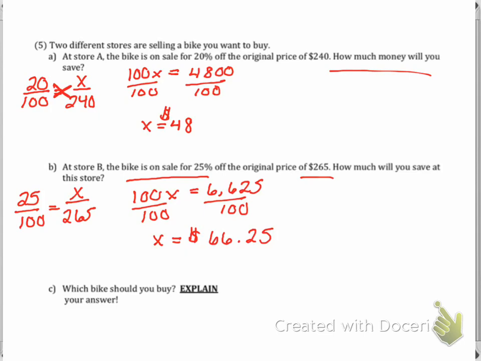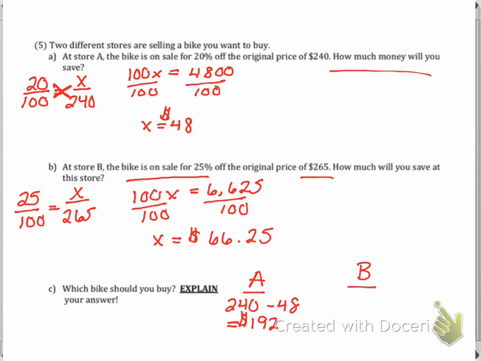Now, interesting. C says, well, which bike should you buy? Right off the bat, maybe we think that store B is the best one because I'm going to save more money, but it costs more. So let's actually figure out how much I'm going to purchase the bike for at each one. At store A, I would take $240 and subtract $48. That gives me $192 as my total.